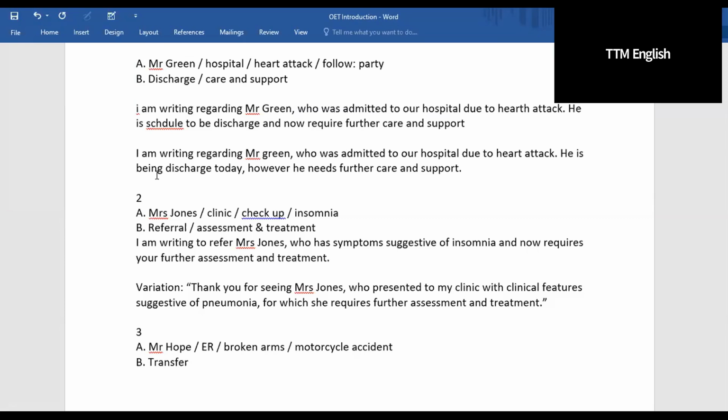Alexandra says, I'm writing regarding Mr. Hope, who presented to, who's ER, Alexandra? Emergency department. But you can say our, it's usually our when the person writing is from in the hospital, right? So our ER due to broken arms, due to two broken arms.